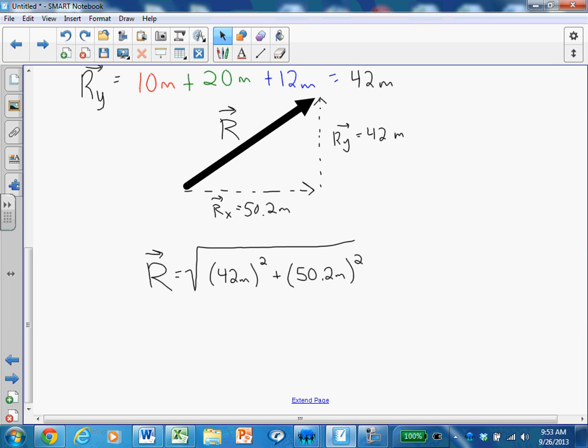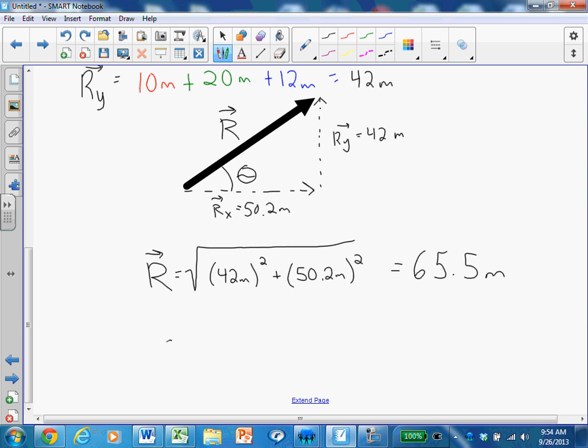Did you get 42.84? Oh, square root of that. Did you get 65.5? Oh, round to the 10th unless I tell you differently on this, okay? To the 10th. So 65.5 meters. But we need its direction as well. So we are going to find this theta right here. And that theta, we know this, Ry and Rx, so theta is just a tan inverse.